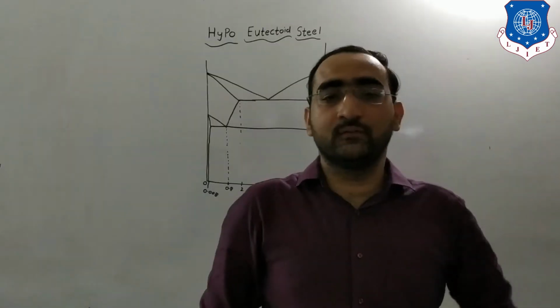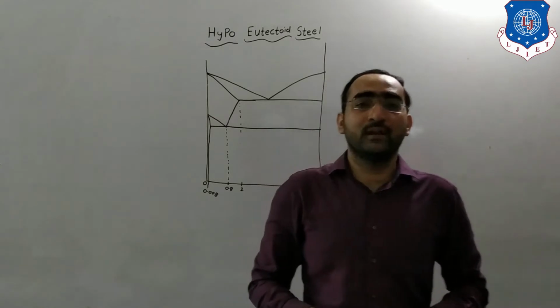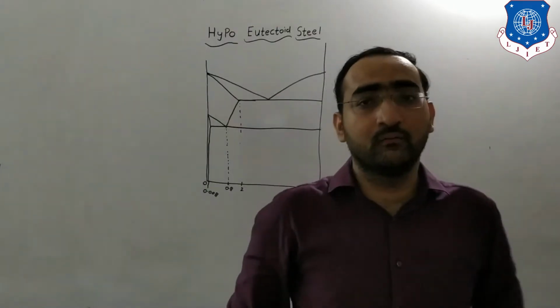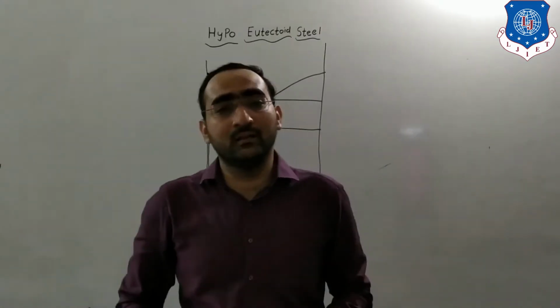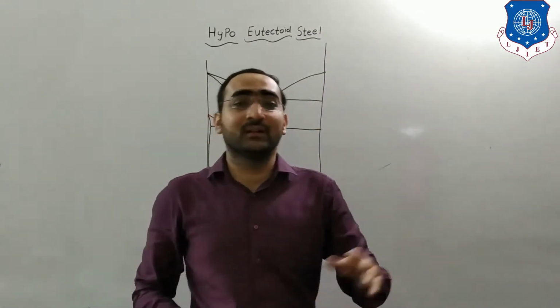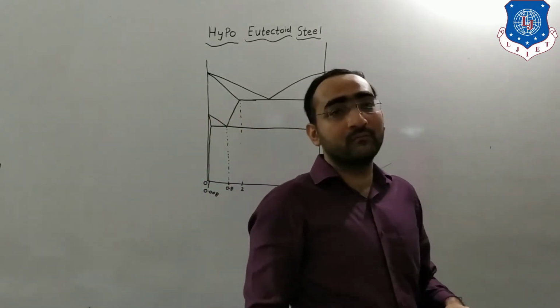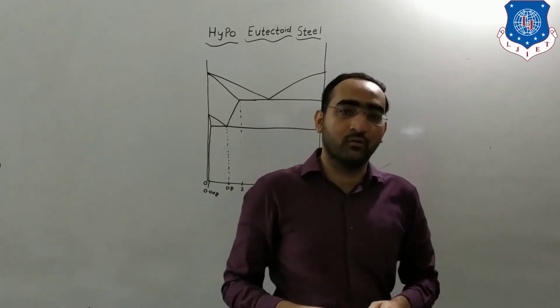This is Professor Vivek Parikh. We will be going for the allotropy of iron chapter. In that, we have already discussed the allotropy of iron, the iron carbon equilibrium diagram, and the critical reactions which are occurring in the diagram. Then, for the solidification of a eutectoid steel, we have already gone through.